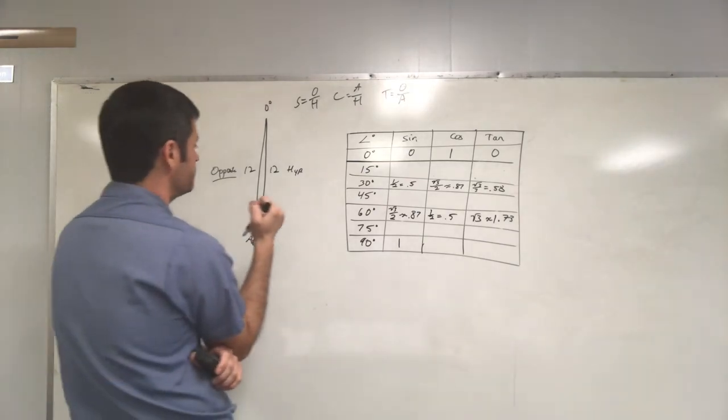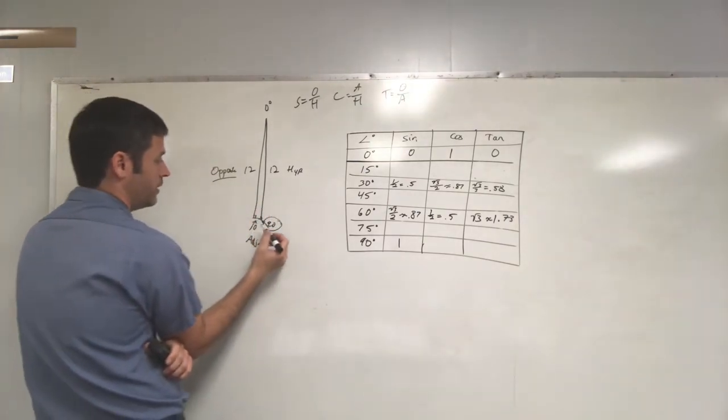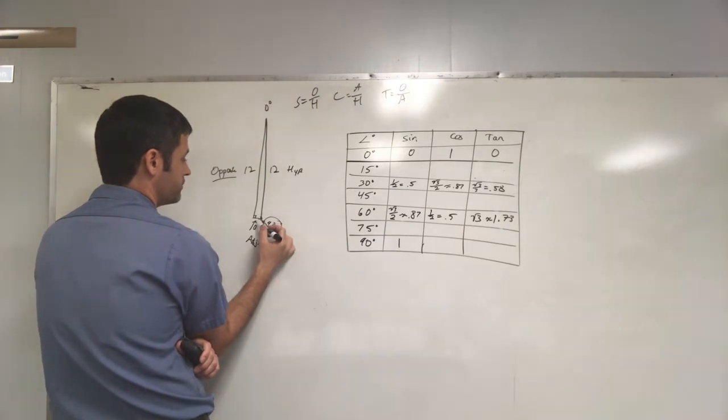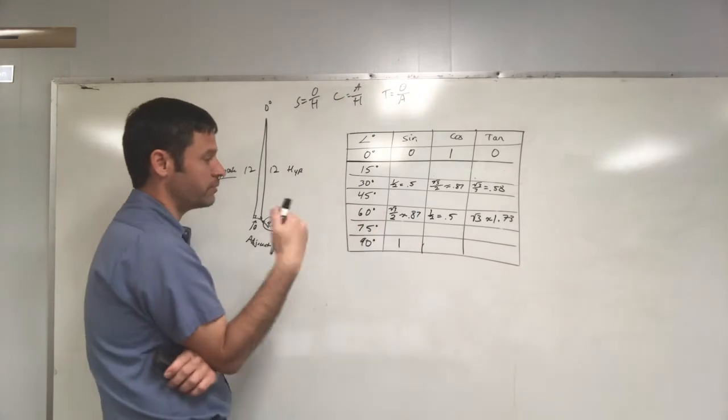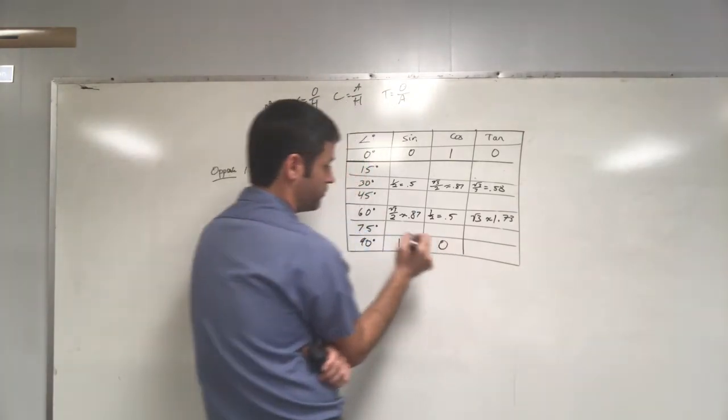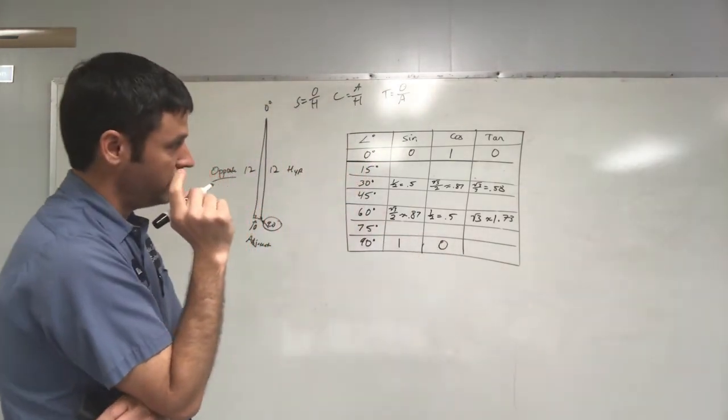The cosine is adjacent over hypotenuse, and the adjacent is 0. That's this one. So 0 over 12, 0 divided by 12 is 0. So that becomes 0. Now here's an interesting one.